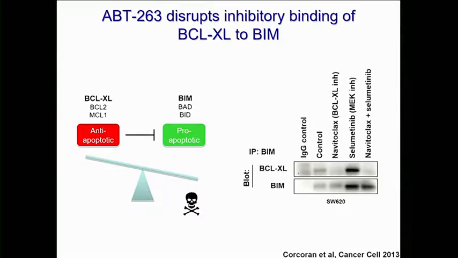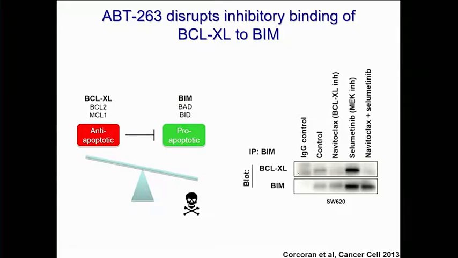And so what we found here was somewhat interesting. So we heard about BIM earlier, and BIM is actually one of the key pro-apoptotic proteins regulated by the MAP kinase pathway. And it's been known for some time that if you actually treat cells with a MEK inhibitor, as in these last 2 lanes, you get a dramatic stabilization and rise in protein levels of BIM. And this is thought to be one of the key drivers of apoptosis with MAP kinase pathway inhibitors.